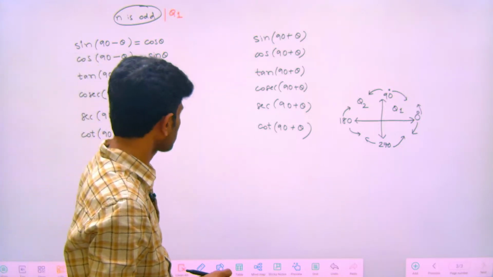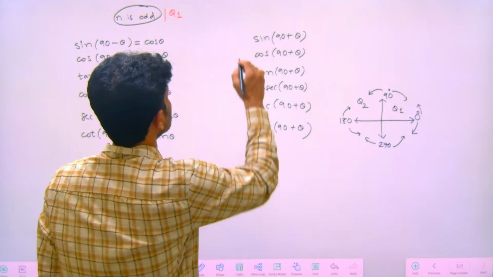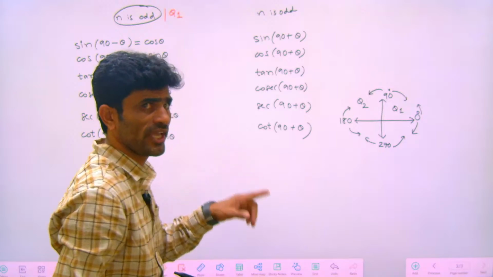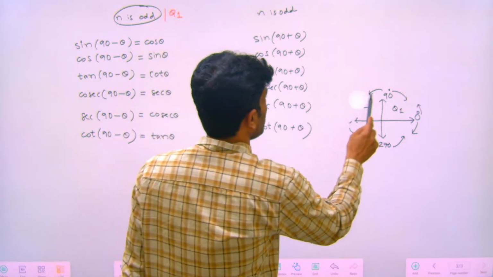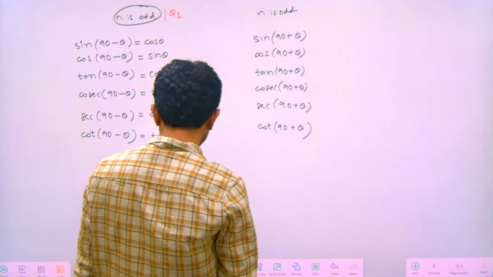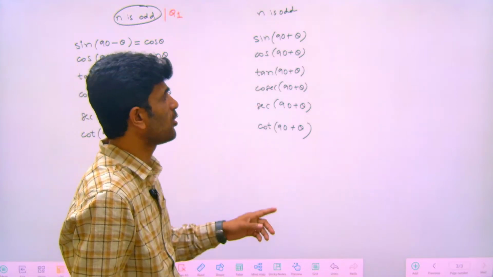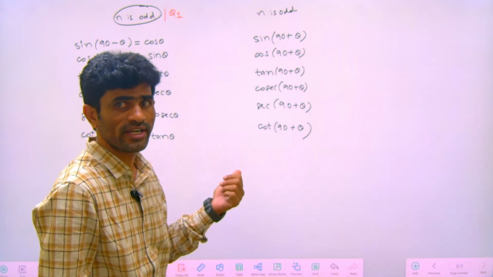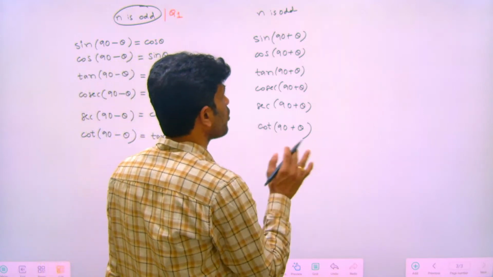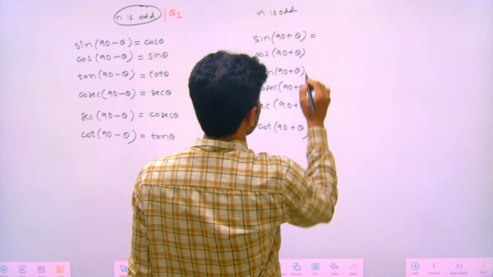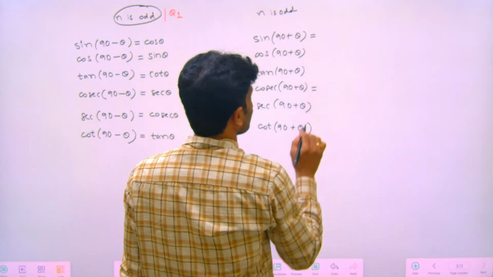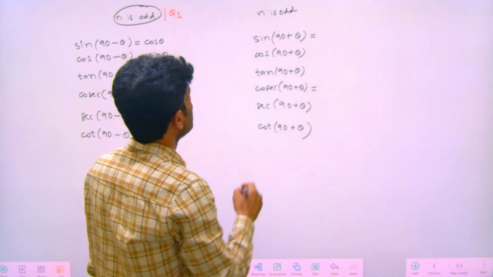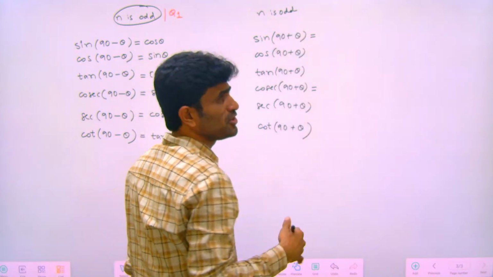Coming to this, here also n is odd, so the trigonometric ratio will be changed. N is odd, the ratio is changed, but it is in the second quadrant now. When you have 90 plus, it is in the second quadrant. In the second quadrant, all are not positive. Only sine is positive, and one more, its reciprocal cosecant is positive, and the remaining are all negative. And I told you, because it is odd, it will be changed.